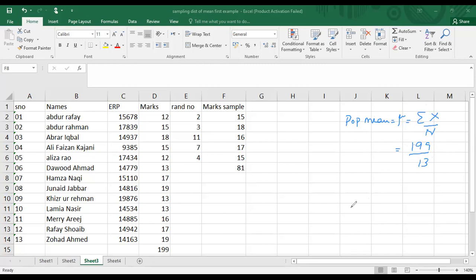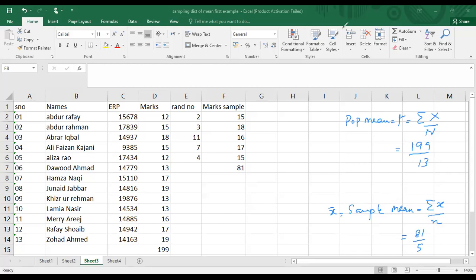Now I'm going to calculate the sample mean. Sample mean can be calculated as the total of the sample divided by the size of the sample. Total of the sample is 81, divided by the size of the sample, which is 5. The 81 divided by 5 is the sample mean. This is represented by x bar, and this is represented by mu.